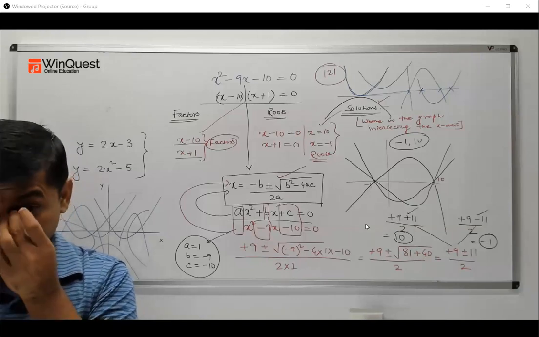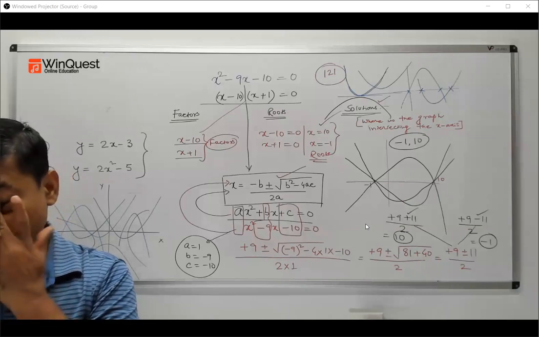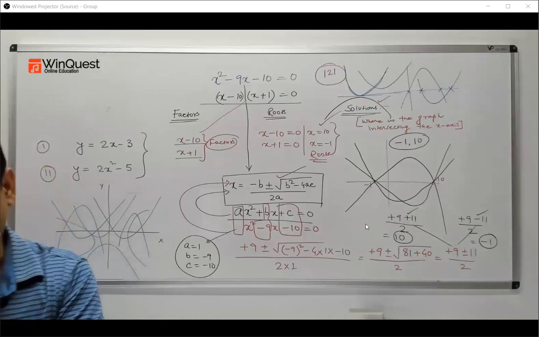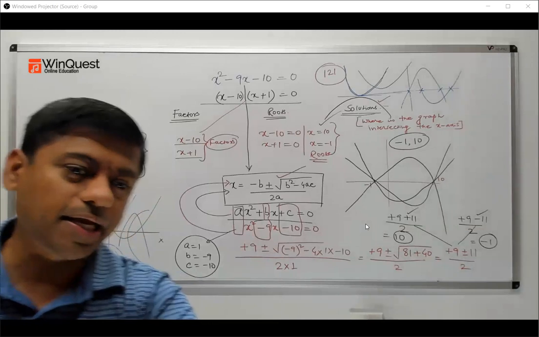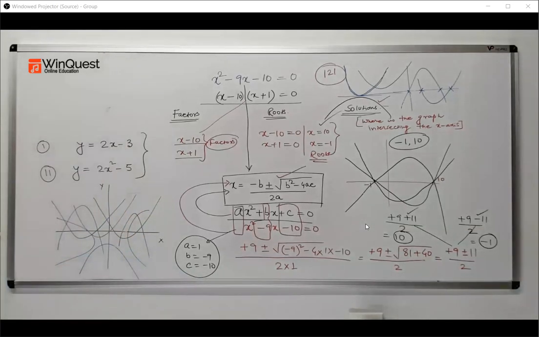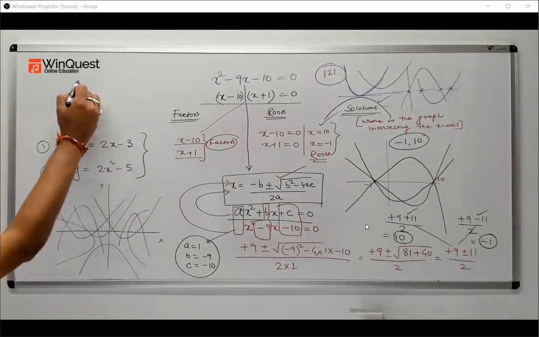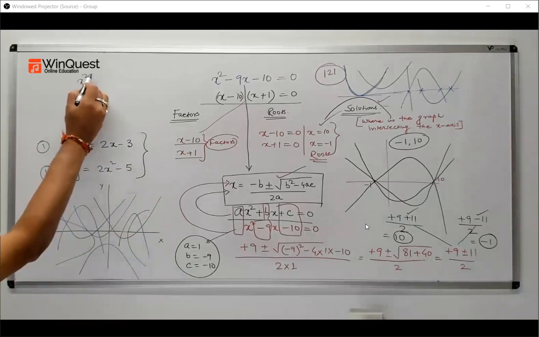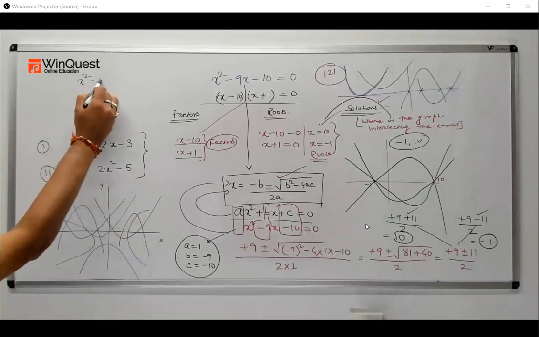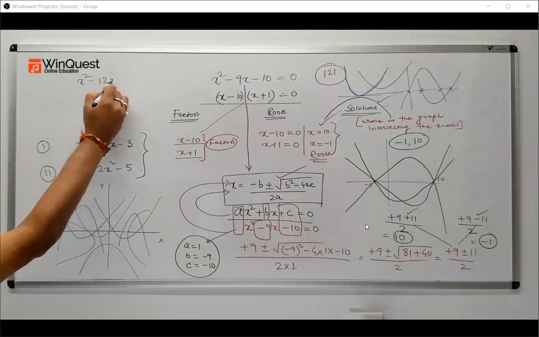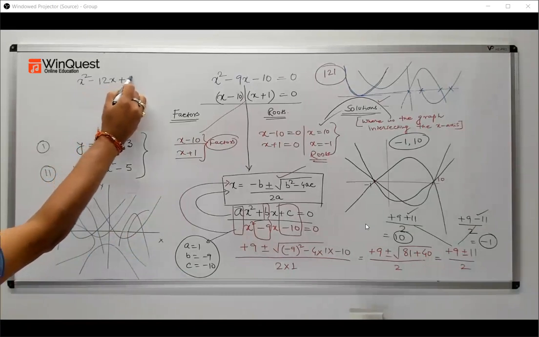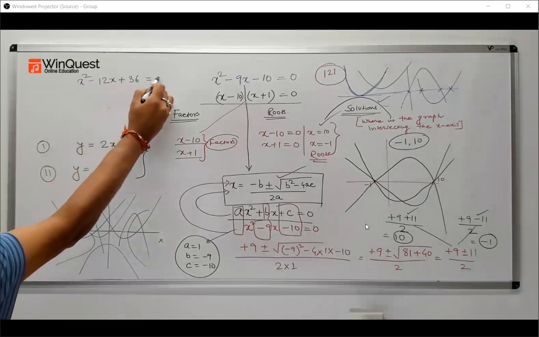Okay, starting point is different, but algebraically, you have to understand how that can correlate. So let's take an example. If you have x square minus 12x plus 36 equals to 0.